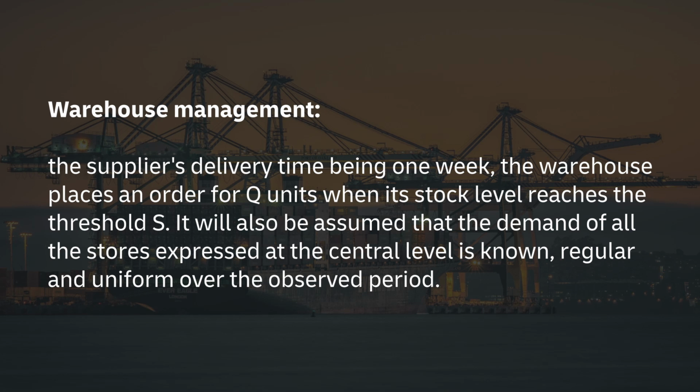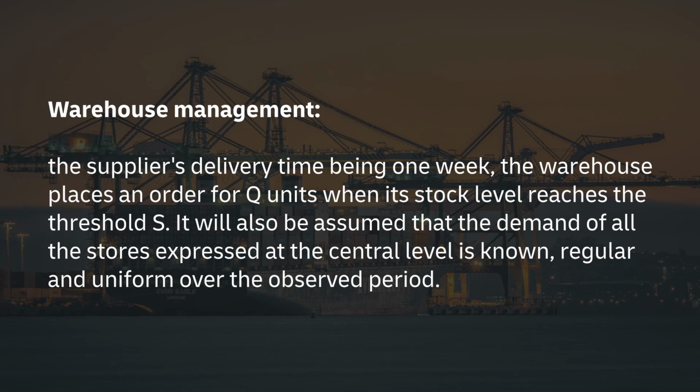And for the warehouse management, so the supplier's delivery time being 1 week, the warehouse places an order for Q units when its stock level reaches the threshold S, the threshold S being the level of inventory which triggers an action for replenishment. And we will also assume that the demand of all the stores expressed at the central level is known, regular, and uniform over the observed period.